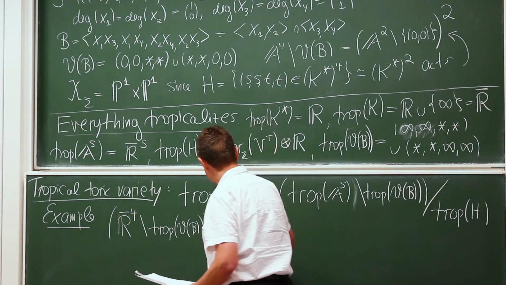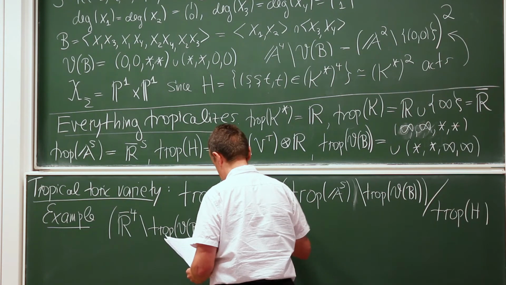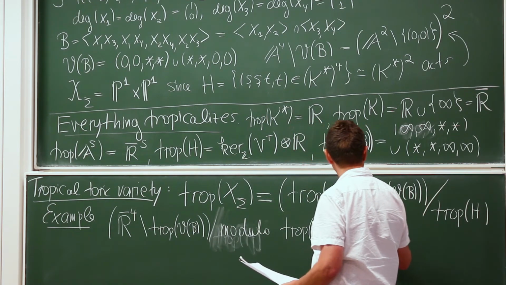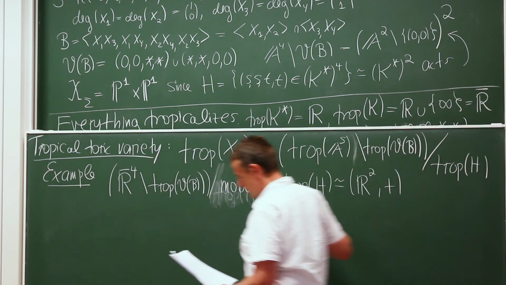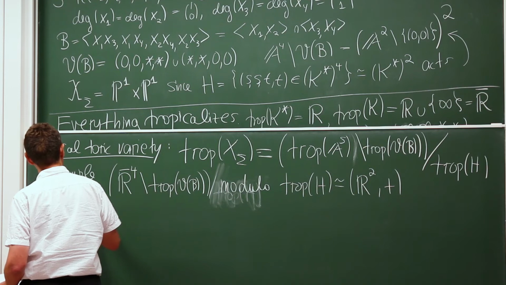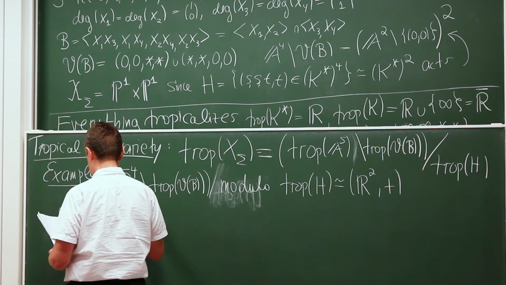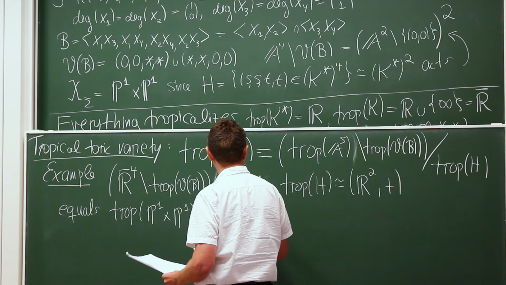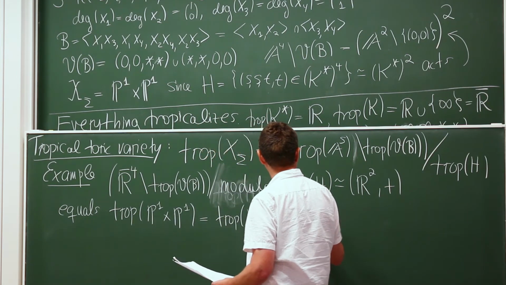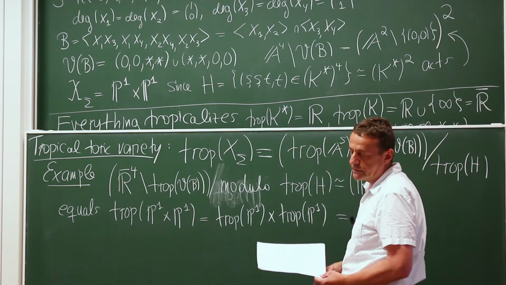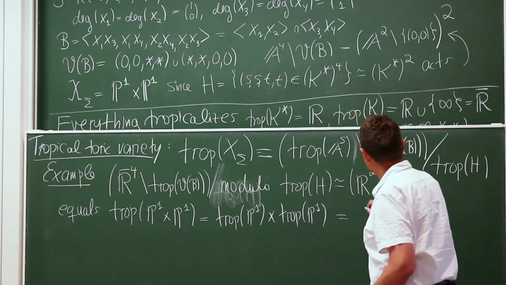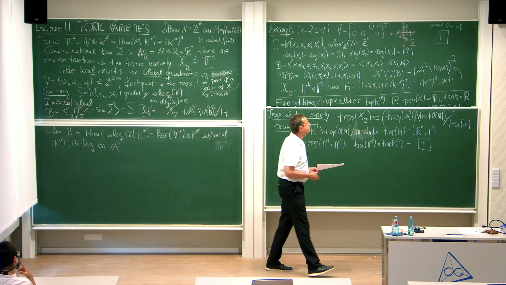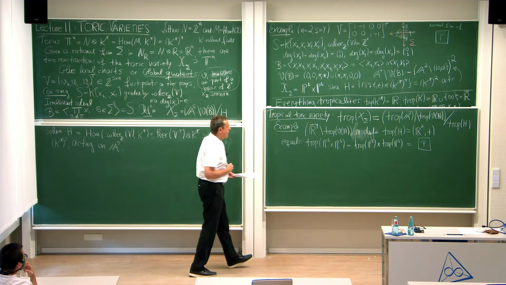So simply you have the same thing, but now it lives in the additive version. Let me write it out like this: modulo trop H, which in this case is the additive group R2, and this equals trop of P1 times P1, which is trop of P1 times trop of P1, and this is the direct product of two line segments, so this is exactly P. That's the compact square, right? So this is line segment times line segment. Okay, so that's how it works.